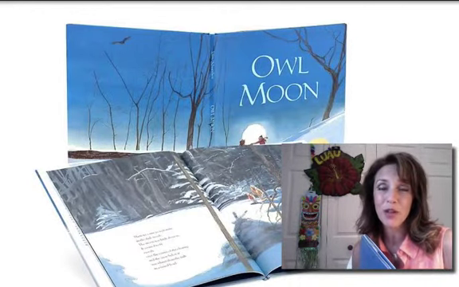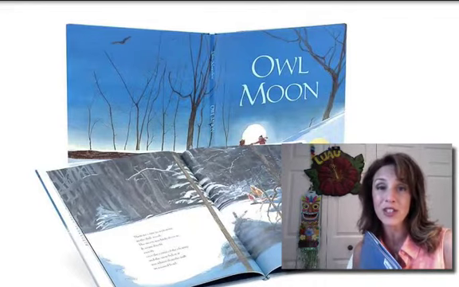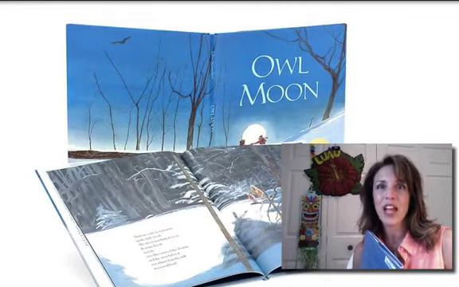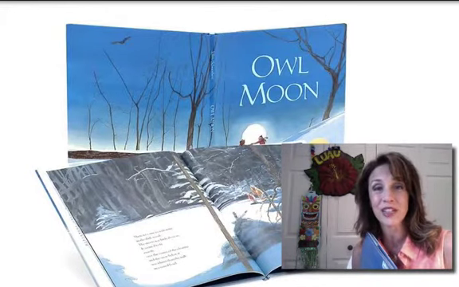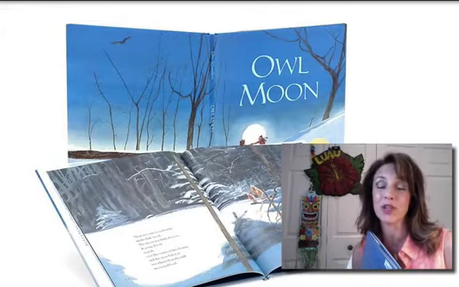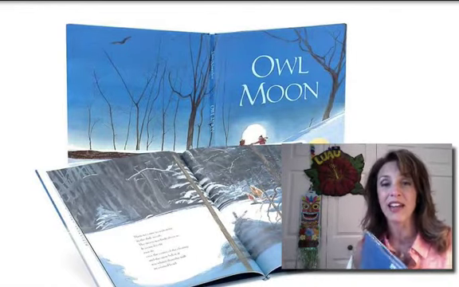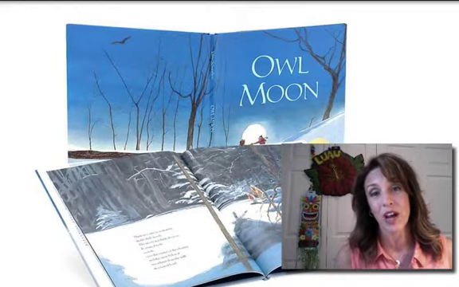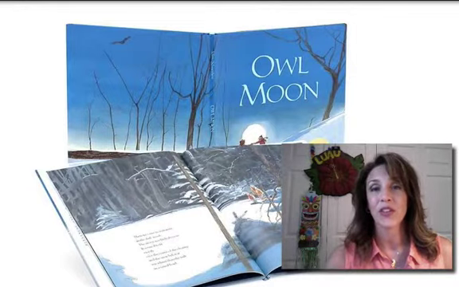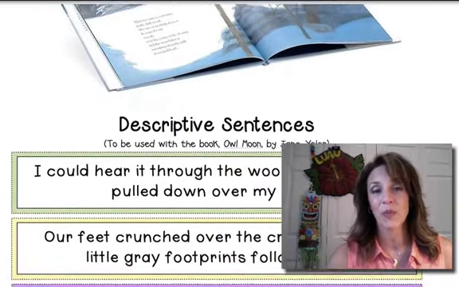I do stop along the way to have them turn and talk to a partner to identify strong adjectives that they heard, and talk about what mental images they had as they were listening to the story and how those mental images change throughout the story as well. After that, I have prepared for you some of the beautiful descriptive passages from the story that you could put in a pocket chart. So let me show them to you right now.